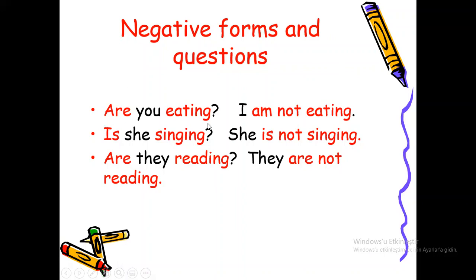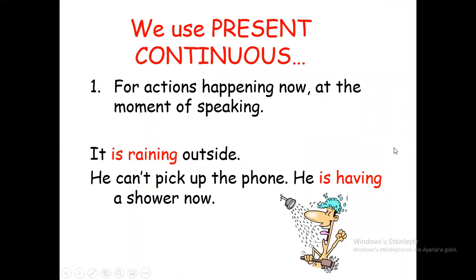Are you eating? I'm not eating. Is she singing? She is not singing. Are they reading? They are not reading. Very easy, but remember, use am/is/are and ing in the present continuous tense.